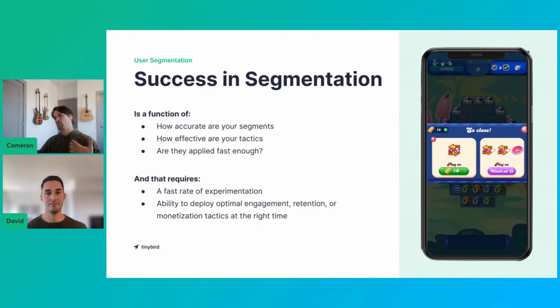And so we talk about what it means to succeed in segmentation, what it means to get this right. Of course, it's how accurate are your segments? How well can you actually measure who your users are and what they're doing, and then how effective are your tactics? Are you providing good campaigns? You look at a game like Candy Crush and the success it's had, clearly really effective tactics in providing offers that both enhance user experience and monetize. But then the important question is how quickly are they applied?